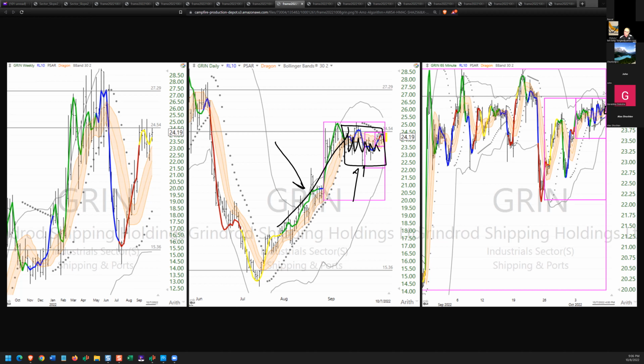And that vulnerability would first happen if it breaks out of this box, and then if it breaks below these support levels, you'd add a second position. If it breaks out of the daily low, a position.